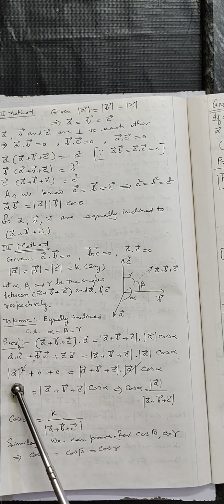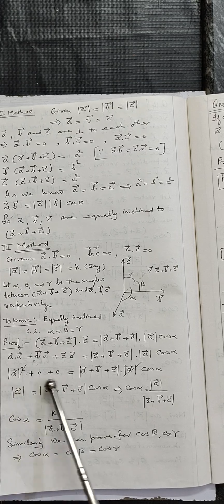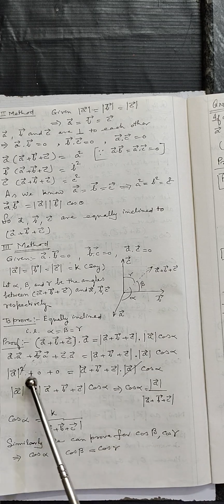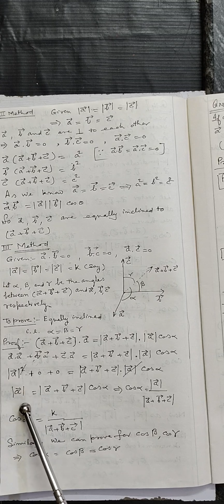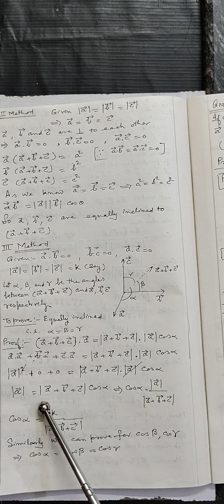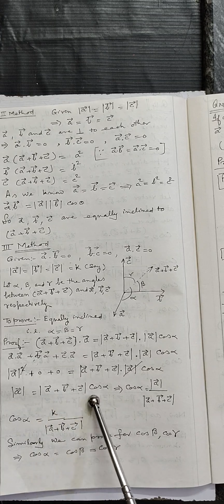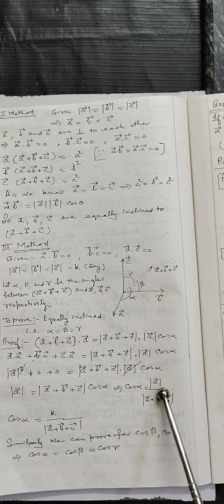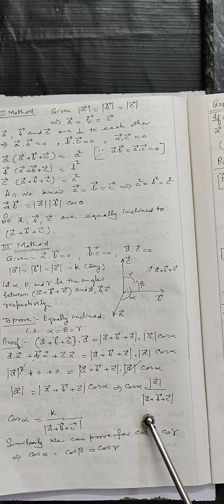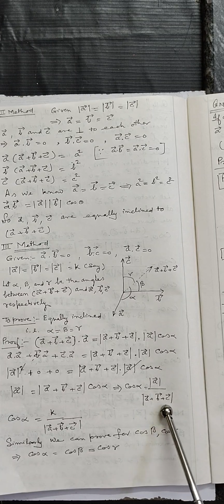Here this square will be cancelled, स्क्वायर का 2 कैंसिल किया हूँ और यहाँ पर लेफ्ट राइट हैंड साइड में magnitude of A will be cancelled by this. So we are left with here the magnitude of A is equal to the magnitude of the summation of the three vectors into cos alpha. So the cos alpha will be equal to the magnitude of A divided by the magnitude of the summation of the three vectors, that is A plus B plus C.